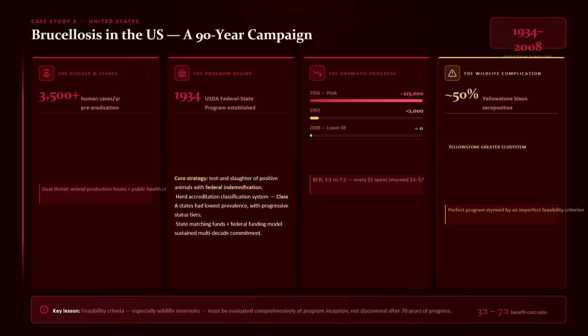This is a zoonotic disease. It crosses from animals to people, causing undulant fever in humans, a miserable febrile illness that can become chronic. In cattle, it's reproductive devastation. Abortion storms, retained placentas, reduced fertility, the works. And because it's zoonotic, there's always a public health dimension layered on top of the animal health problem.